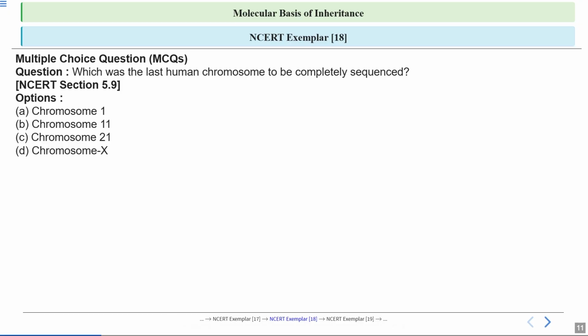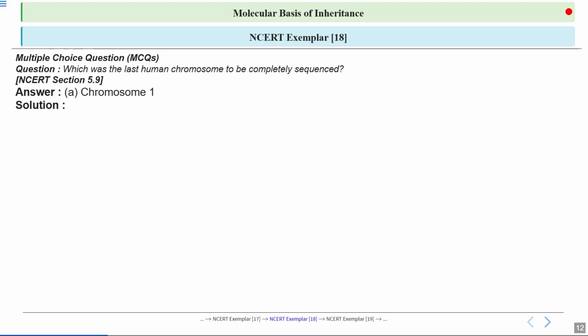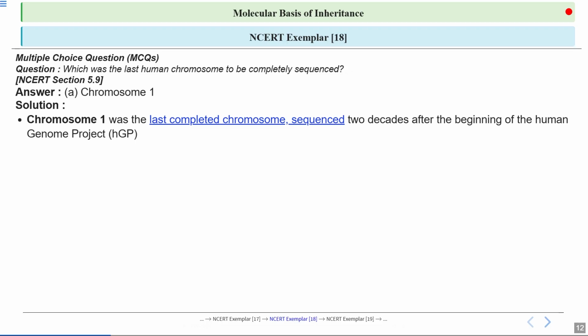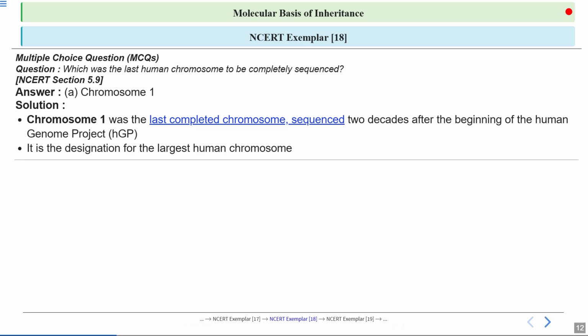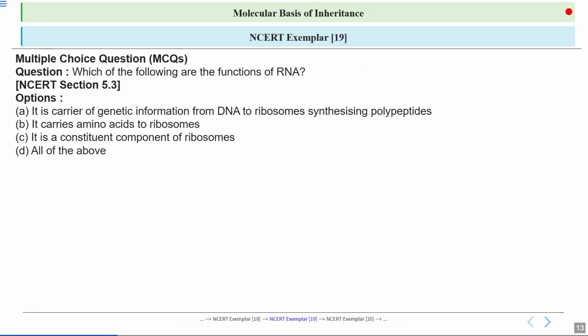Okay, so let's have a look at the answer. Option A is the correct answer, chromosome 1. Chromosome 1 was the last completed chromosome, which was sequenced two decades after the Human Genome Project. It is the largest human chromosome as well. That's why it was sequenced last.